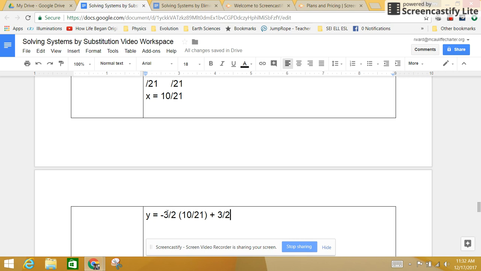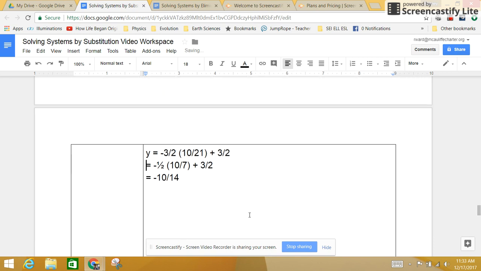The nice thing about that is this negative 3 is going to cancel out with the 21. I factor 3 out here. I factor 3 out here. This becomes a 7. So I get equals negative 1/2 times 10 over 7 plus 3 halves. And now I'm going to get negative 10 over 14 when I multiply negative 1/2 times 10 sevenths, plus 3 halves.